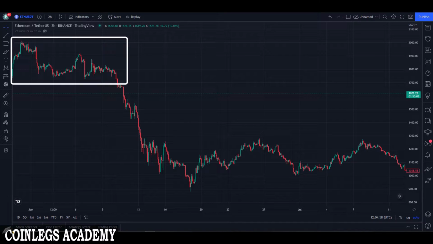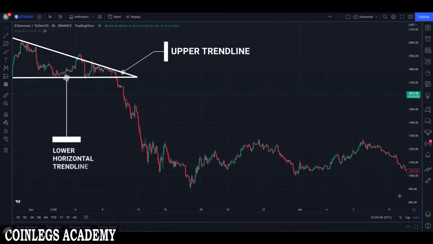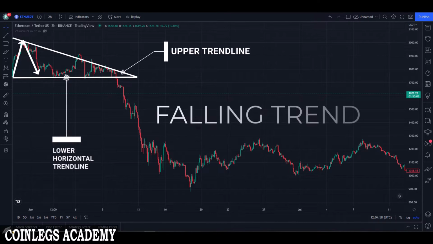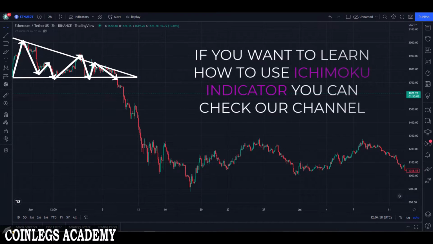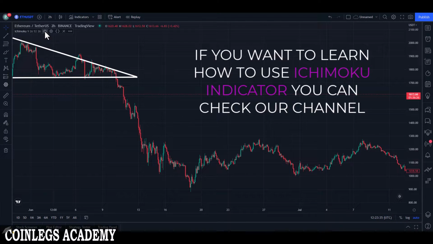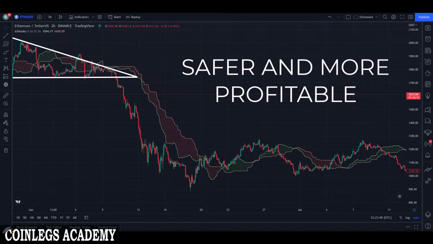Here, if we look carefully, we have a descending triangle. We have a lower horizontal trend line and the upper trend line represents a falling trend. For a confirmation of a sell signal, I will use the Ichimoku indicator in this example. Using these patterns with other combinations of indicators will provide a safer and more profitable trading opportunity for us.